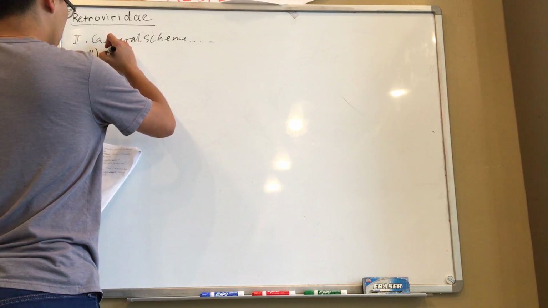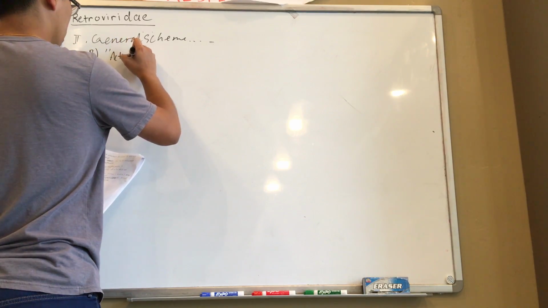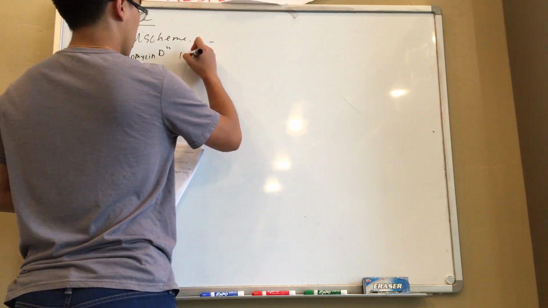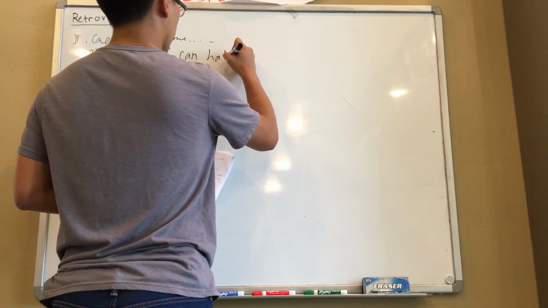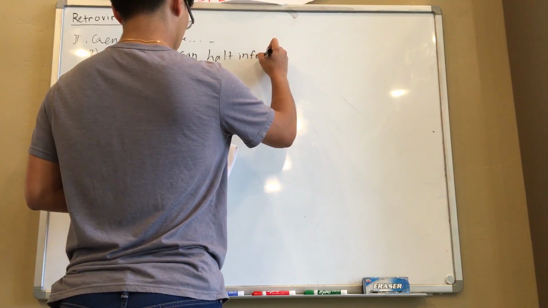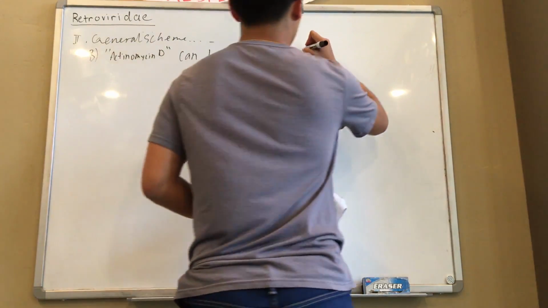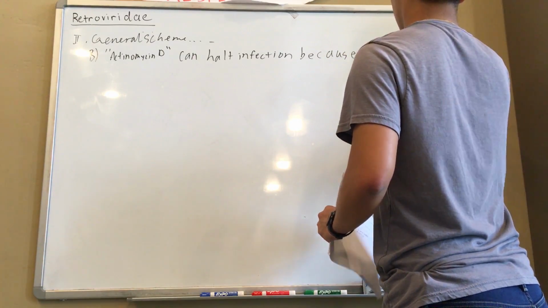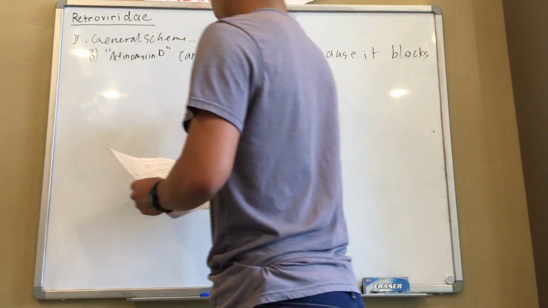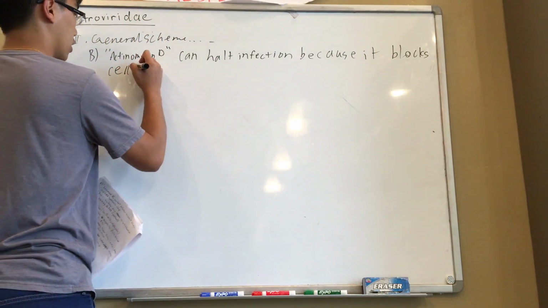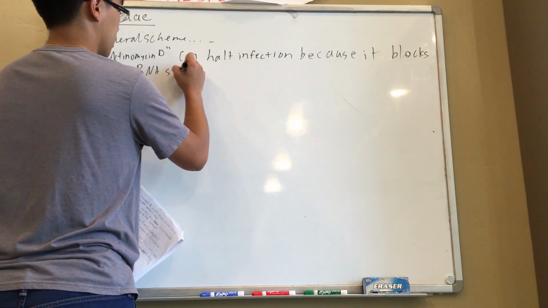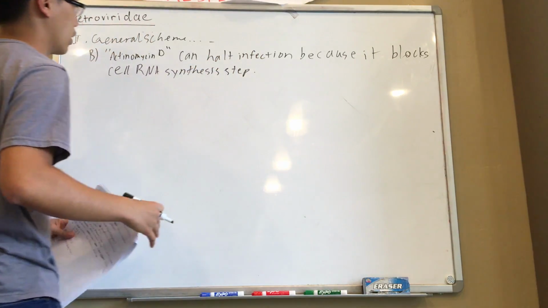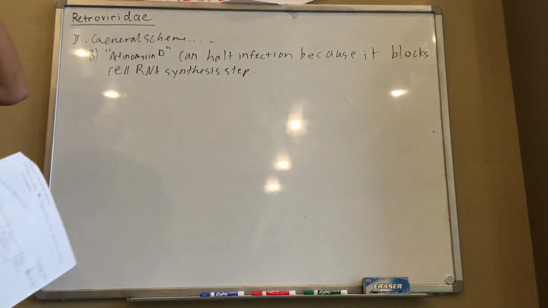If you use actinomycin D, it can halt infection because it blocks the cell RNA synthesis step. That's one way you can treat retrovirus infection.